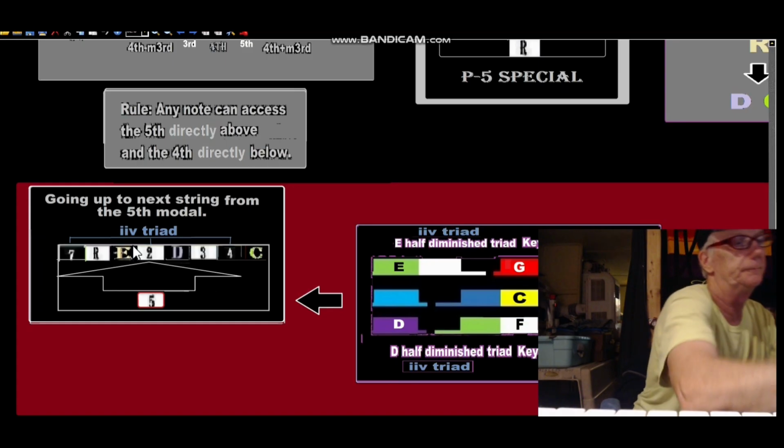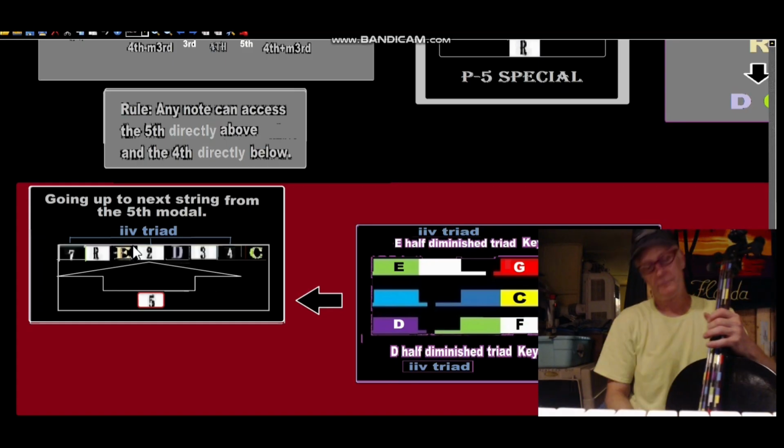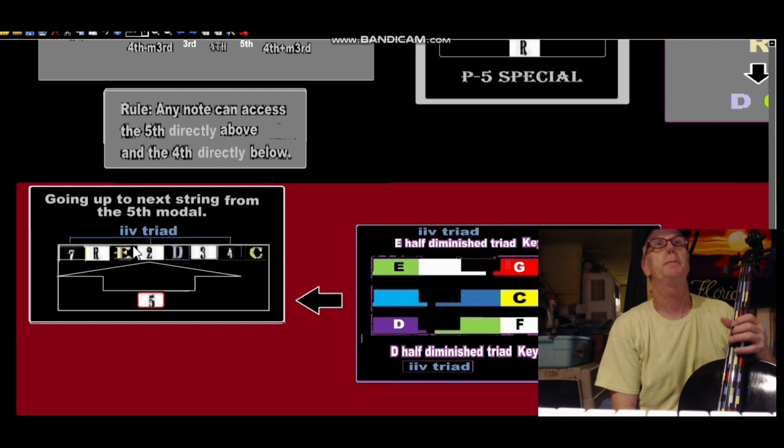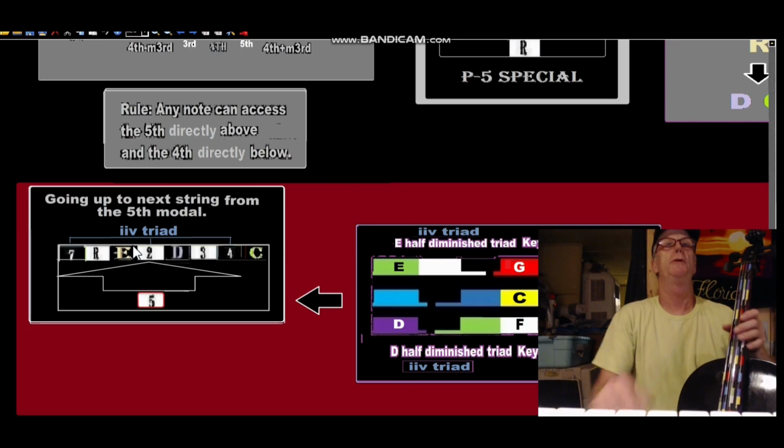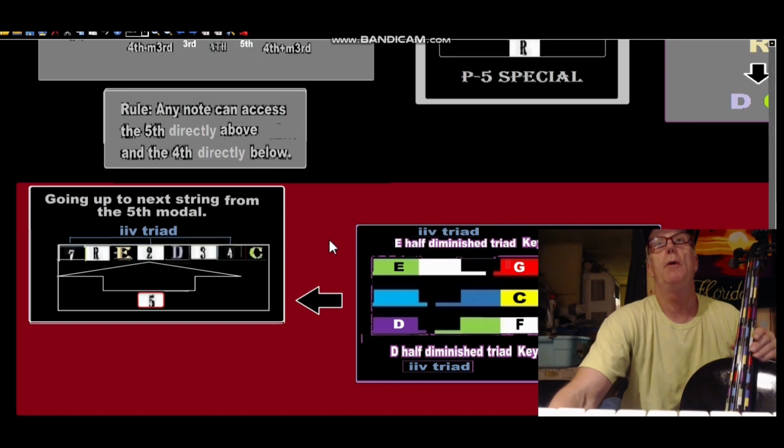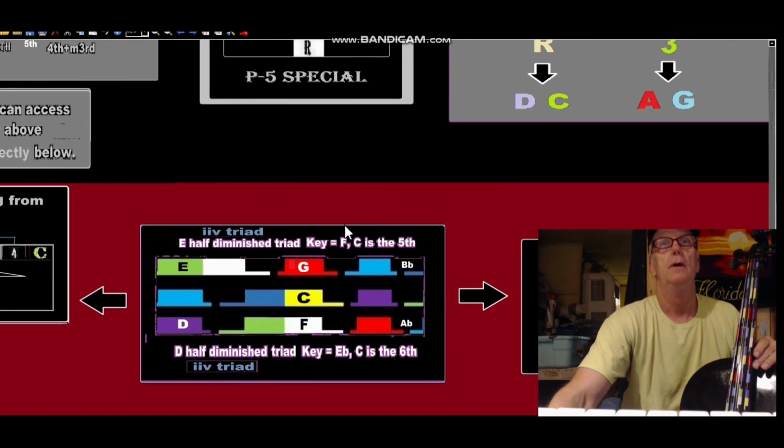So if we're on this 5, this G here, we go straight up to the 2, so it's 2, 3, 4. And it's 7, root, 2. But if we look at the triad, we've got 7, 2, 4. It's like a half diminished triad. But what's more important is to know that one note goes up to 2 string shapes.